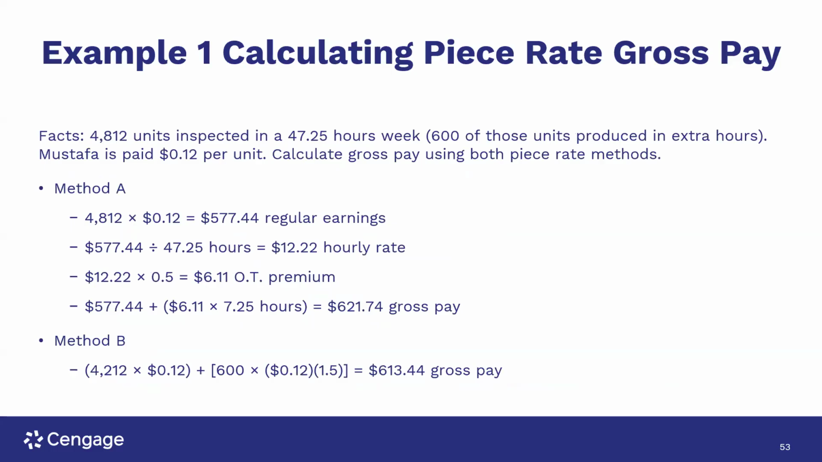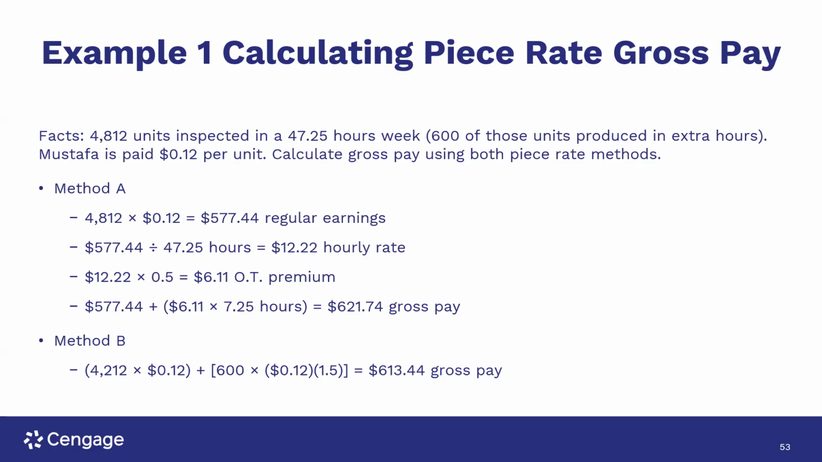And here's an example of calculating piece rate gross pay. For example, an employee is paid for inspecting units, and 4,812 units are inspected in 47.25 hours. 600 of those units were produced during the extra hours, and the employee is paid 12 cents per unit. So calculating the gross pay in both methods is as follows.